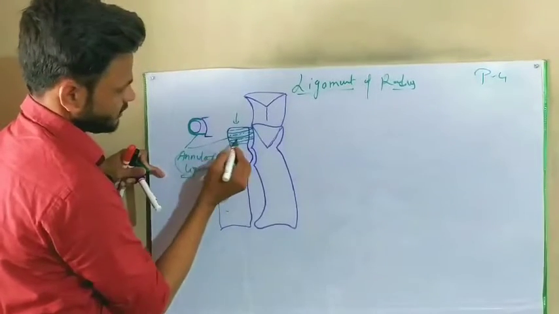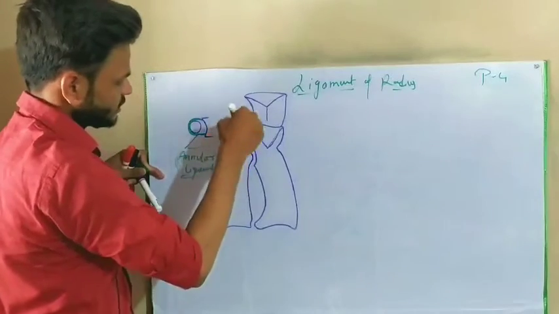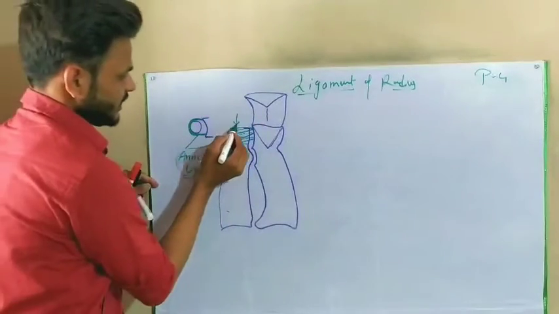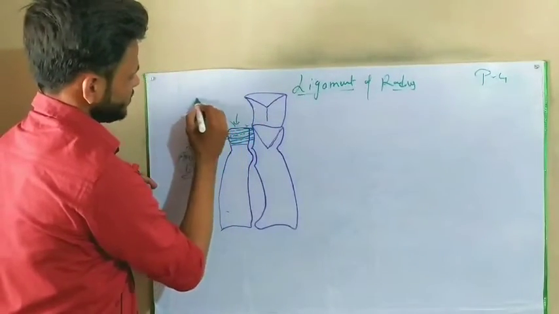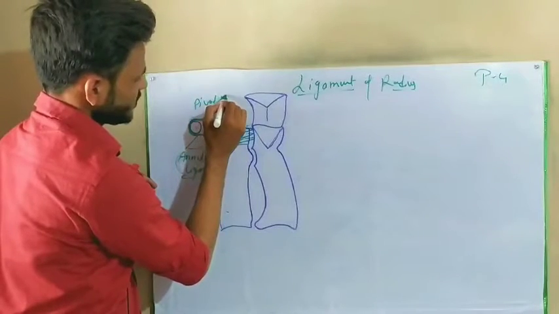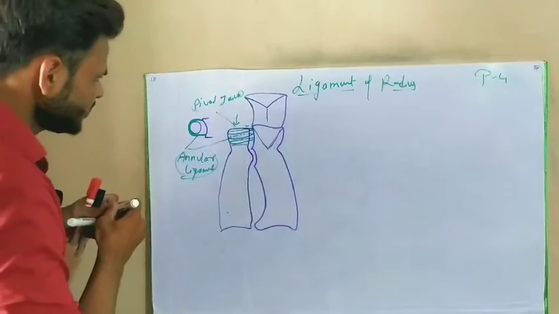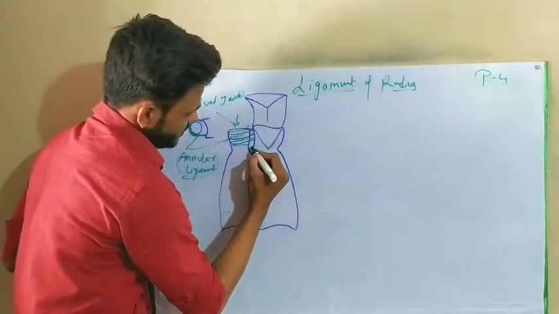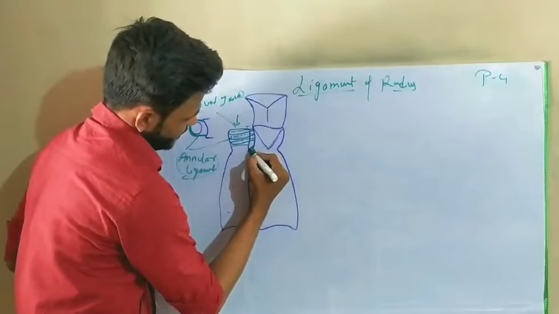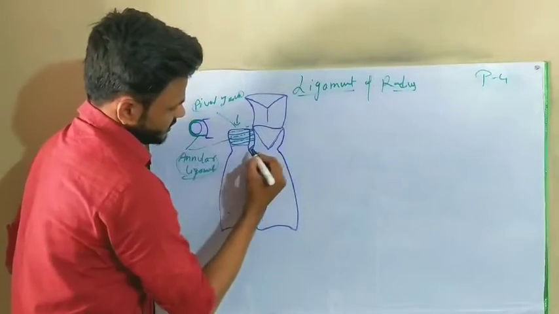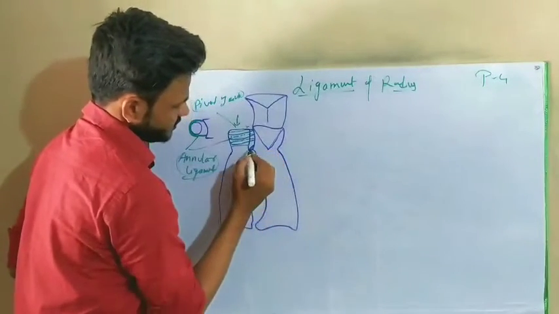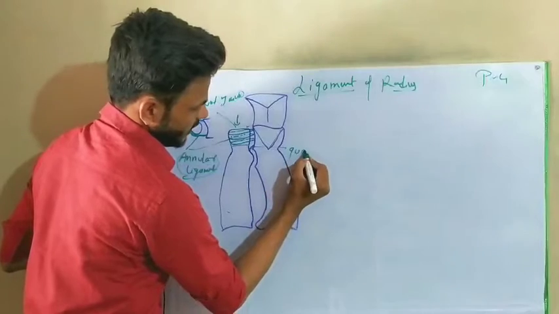The annular ligament covers the head, encloses the head, and it forms the pivot joint. This is the pivot joint, and from this attachment of the ligament, the next ligament is called the quadrate ligament.